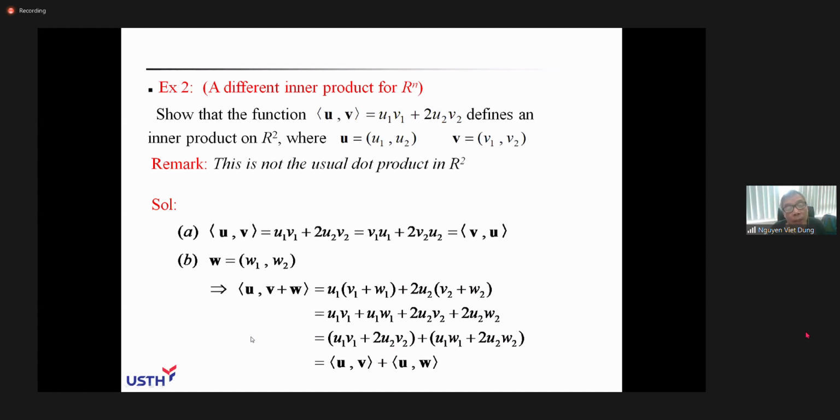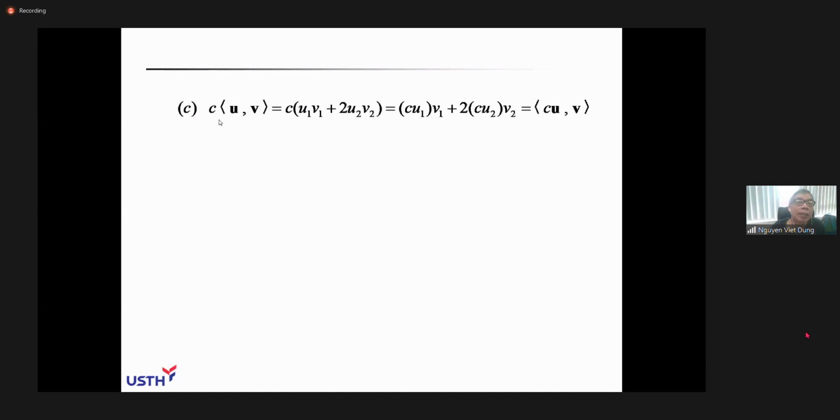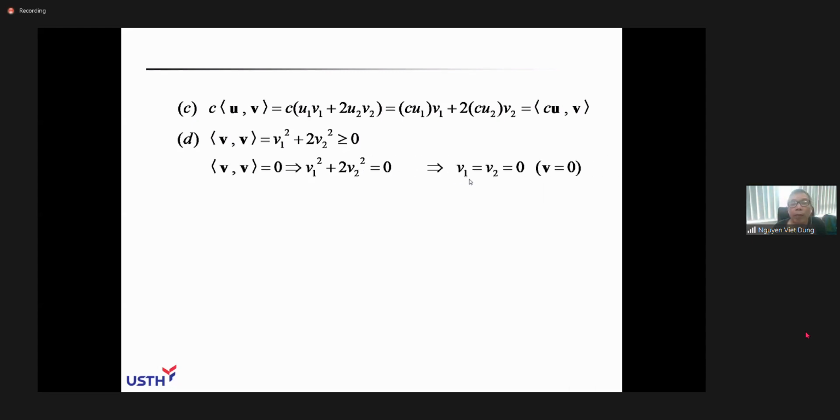Now property number 3. If you take the number C multiplied by the inner product of U and V, you get that. So it is again the inner product of CU and V. So the scalar property, the scalar axiom, is satisfied. And the last one, if we multiply V by V, you get that one. That is obviously non-negative. It equals 0 if and only if V1 equals V2 equals 0. So all four properties of an inner product are satisfied, which means that the special function we have just defined is already an inner product, even though it is not the usual dot product in two space.